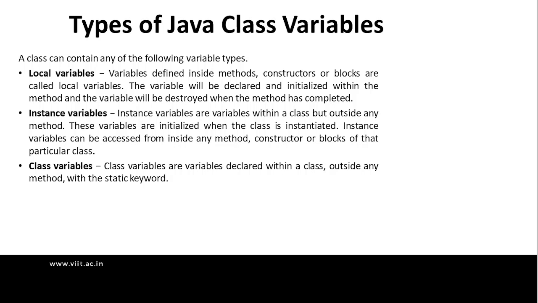Instance variables are variables within a class, but outside any methods. These variables are initialized when the class is instantiated. Instance variables can be accessed from inside any method, constructor, or block of that particular class. And at the last, class variables are there. Class variables are variables declared within a class outside any method with the static keyword.